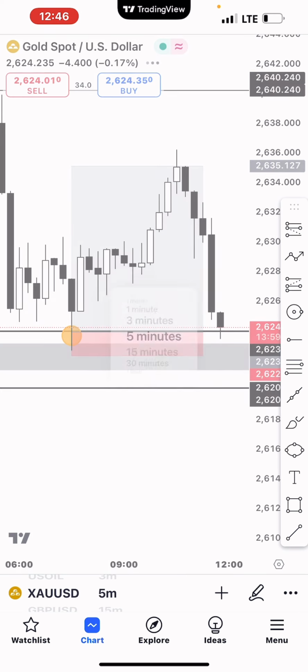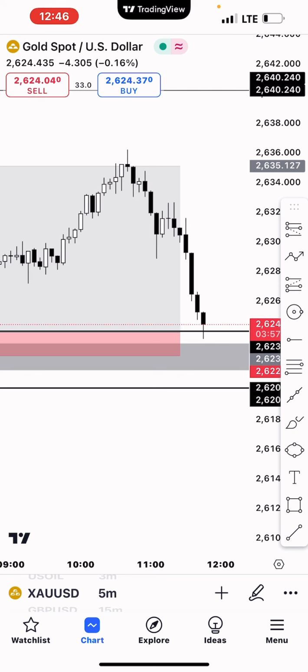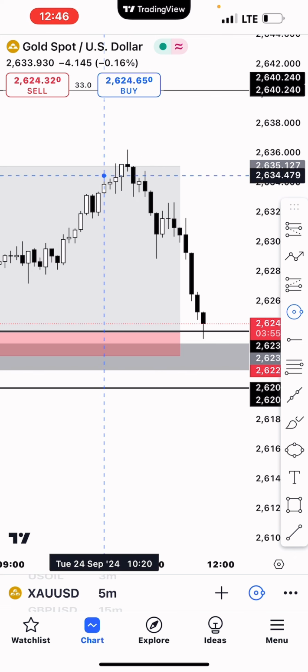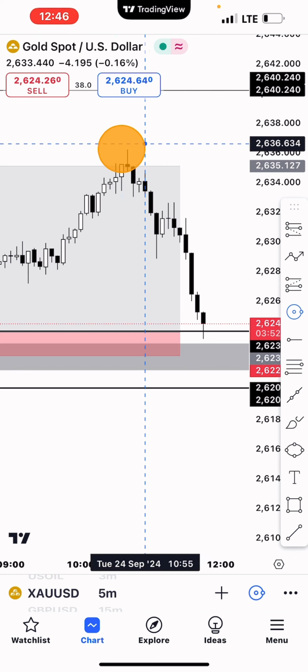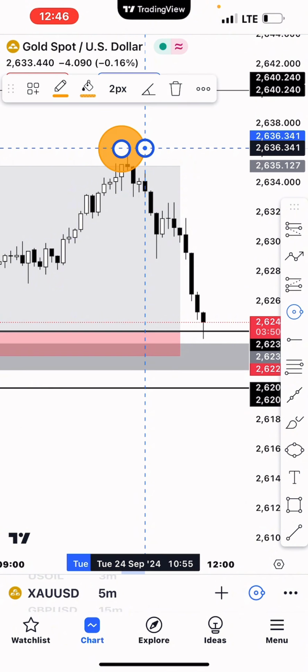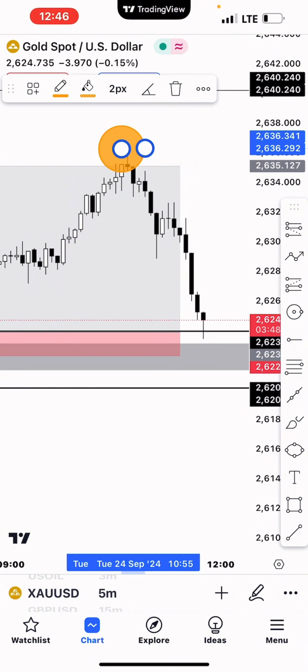Okay, so on the 5 minutes on the video, I marked out this candle. When I saw that candle, it was the reason why I actually took my profit. So that's that.